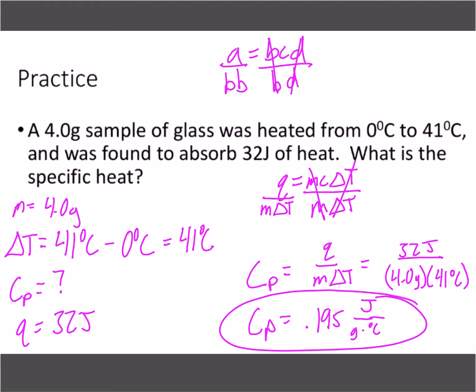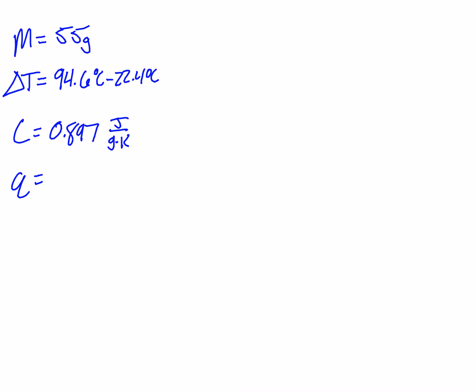Okay? I want you guys to try example number 2 in your packet. So we are given mass, delta T we can calculate. When you calculate delta T and you set it up like so, what do you get for your delta T? Your change in temperature should be 72.2, I believe, degrees Celsius. Specific heat they gave you, and we are looking for Q. What do you notice, though, about your temperature and your specific heat?